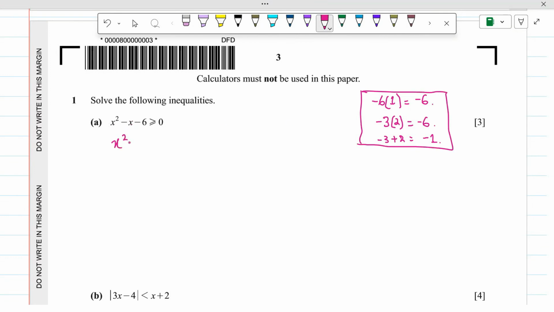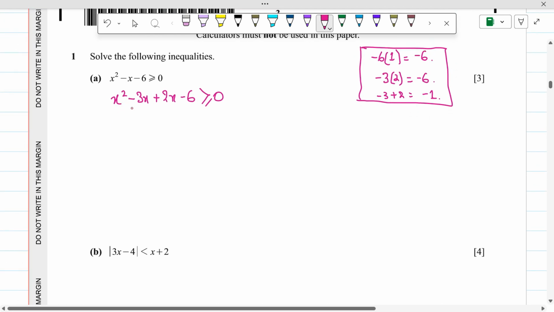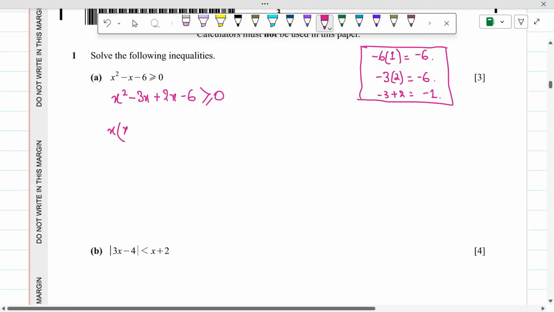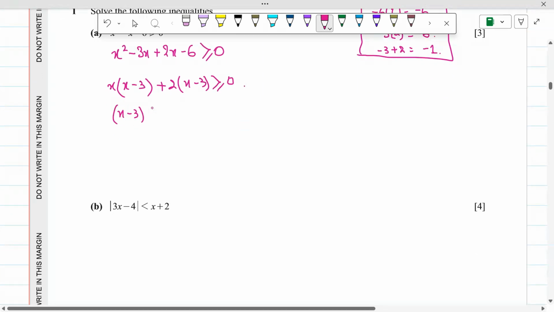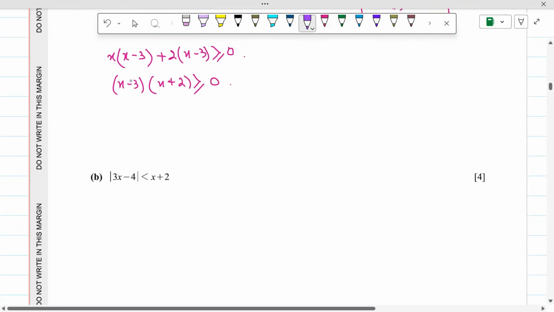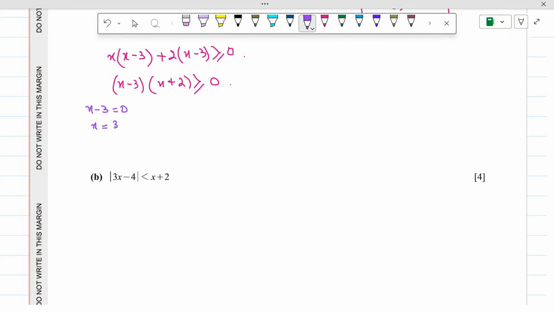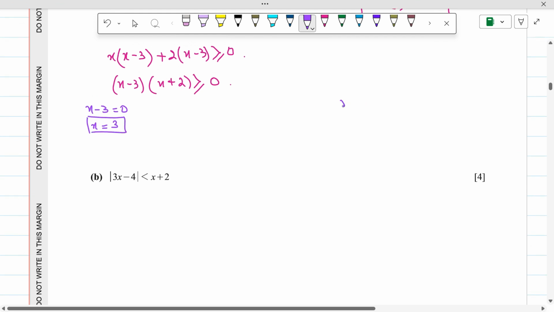For example, x squared minus 3x plus 2x minus 6 is greater than or equal to 0. When we take x common from the first two terms, it will be x minus 3. Then taking 2 common, we will have x minus 3, which is greater than or equal to 0. So taking x minus 3 common from these two terms, we have x plus 2 greater than or equal to 0. Now we have two factors, equating each with 0. For x minus 3 equal to 0, x is equal to 3. On the other side, x plus 2 is equal to 0, so x is equal to -2.